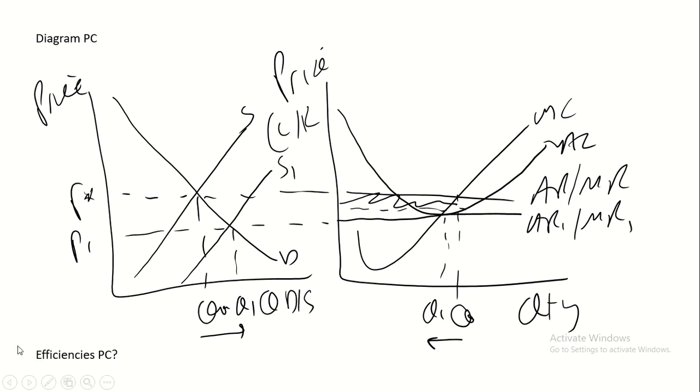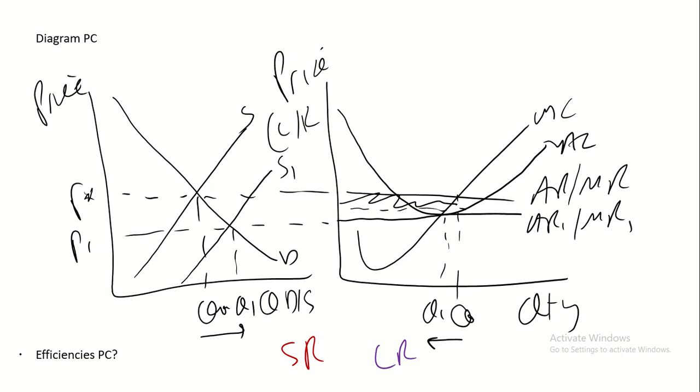Efficiencies then. See if you can tell me what the efficiencies are on this diagram. So do the short run in one colour, and do the long run in a different colour. Tell me if they're all the efficiencies.